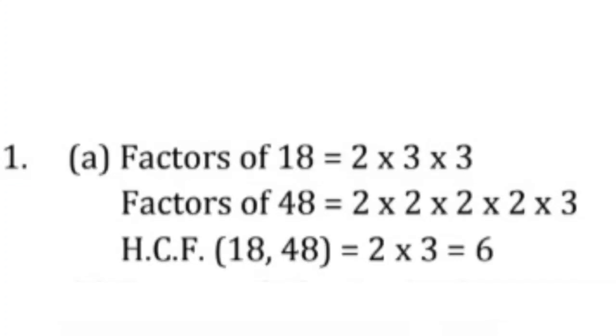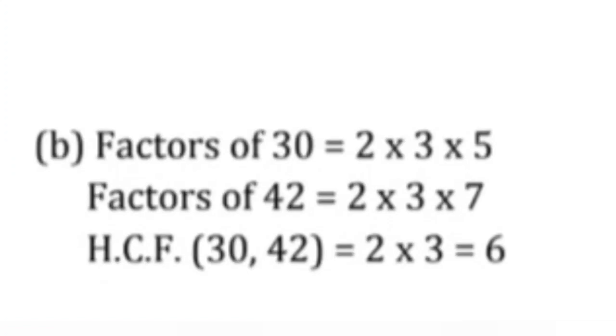Now let's see the HCF, meaning the highest common factor. So you can see here, 2 is common in both the numbers, and one time the 3 is also common. Clear? So 2 into 3, what is the answer? Answer is 6.